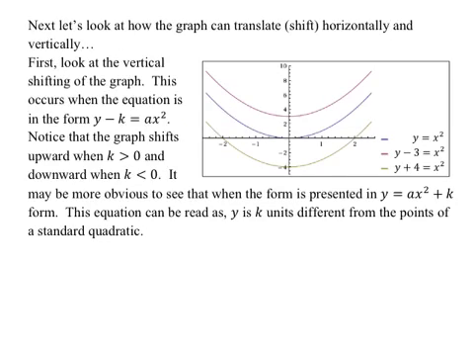Next, let's take a look at how the graph can translate or shift horizontally and vertically. So first, let's take a look at the vertical shifting of the graph. And this occurs when the equation is in the following form, y minus k equals ax squared. There's no h involved here now. And what we're going to notice is this. When the k value is greater than 0, the graph shifts upward. And when the k value is less than 0, the graph shifts downward. Okay, shifts downward when it's less than 0.